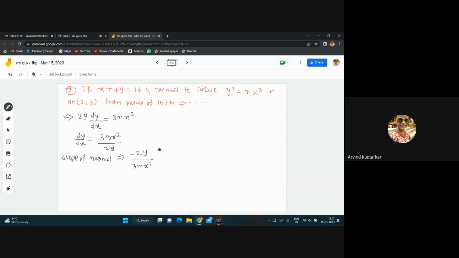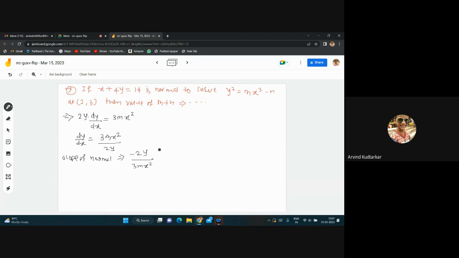That means x is 2 and y is equal to 3. y is 3, so minus 2 into 3, that is minus 6. And x square means 2 square, that is 4. 4 into 3, 12m. So what you get is minus 1 upon 2m is the slope of normal.